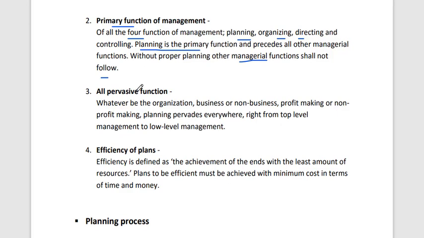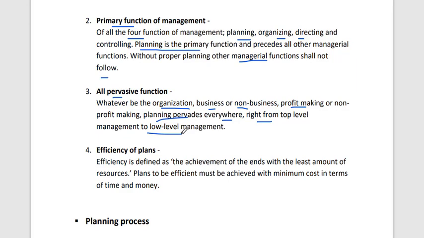Then, planning is pervasive. Whatever the organization, business or non-business, profit making or not profit making, planning prevails everywhere. In all organizations, businesses or non-businesses, profit-making or non-profit-making NGOs, they will require planning, right from the top level management to the low level management.